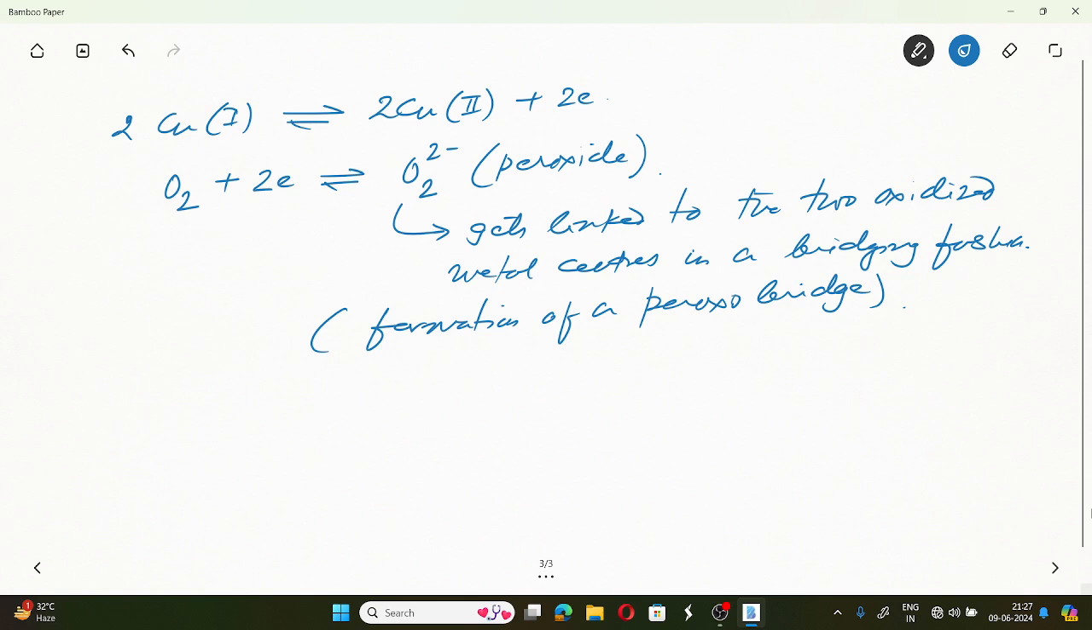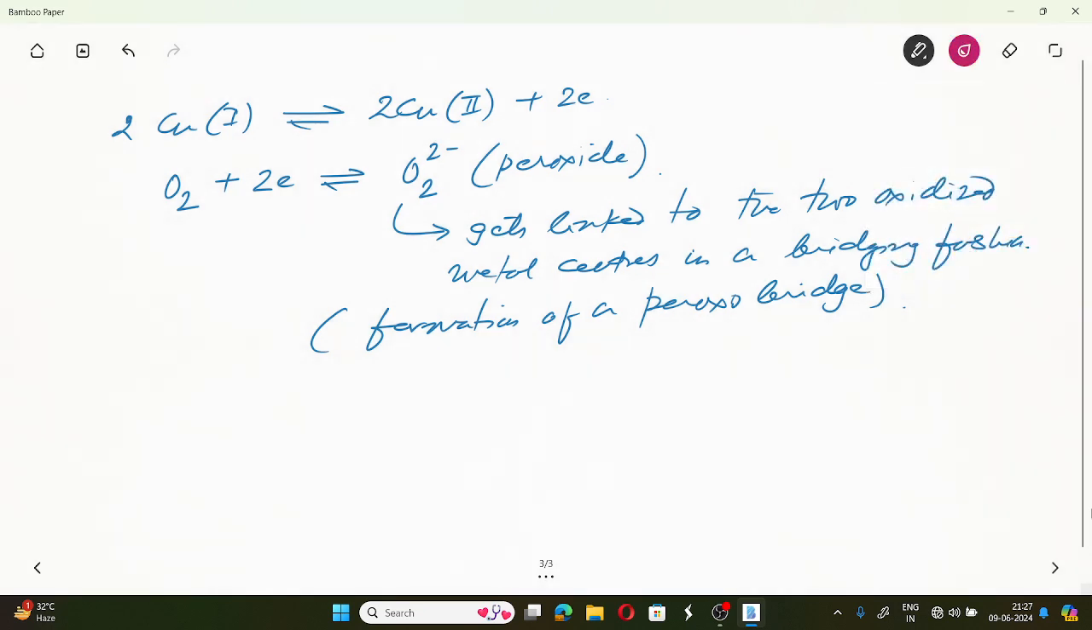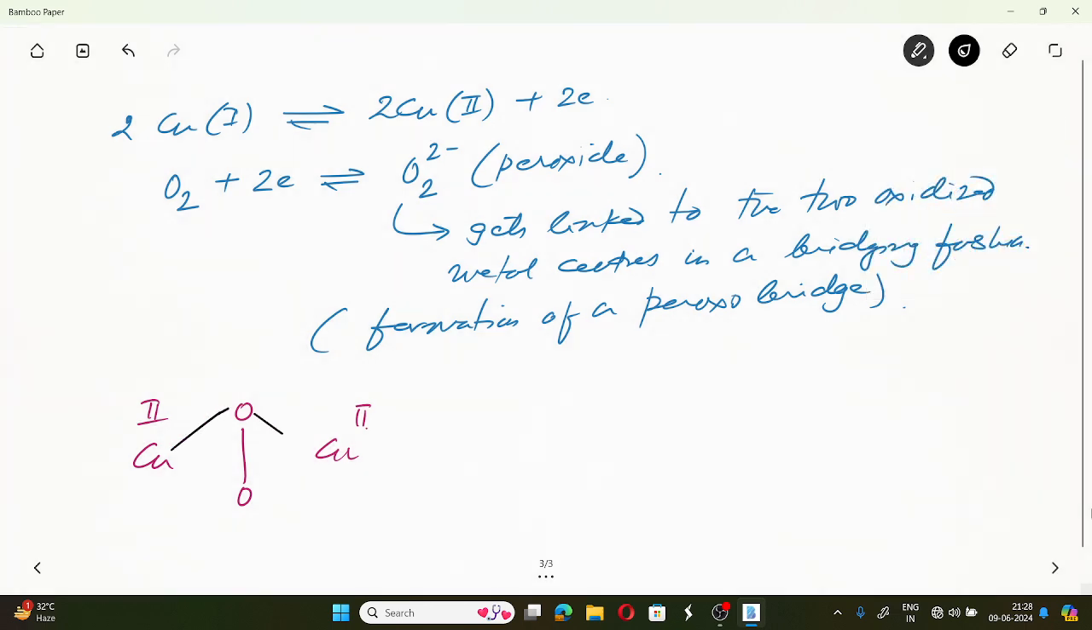Now the formation of this peroxido bridge. See these copper 2 centers. Now the peroxide may get linked in two possible ways. One is, see, this is the peroxide. You know that bond order is 1 for peroxide. There are two negative charges. And you see, this is how the peroxide can bridge the copper 2 centers.